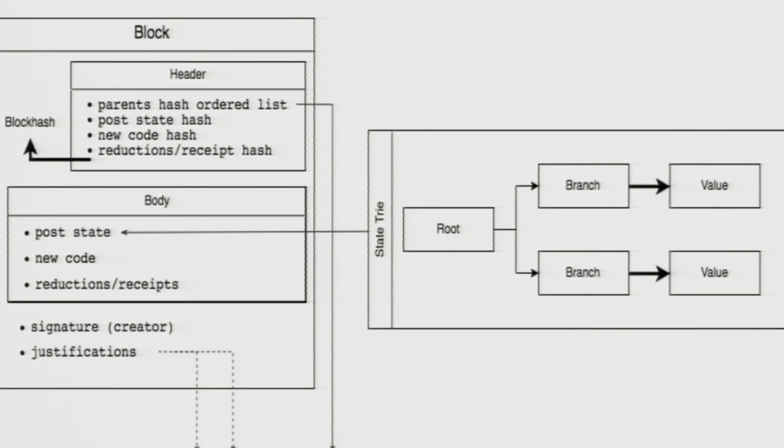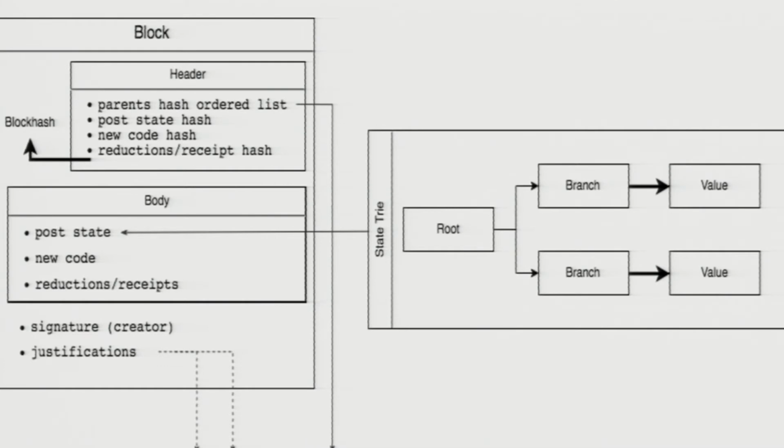So here's a diagram, and as you can see, there are a number of components to RChain's block. We'll start with the body, and so the body has a post state, and currently this is just an implementation ease. Essentially, in the future, we plan to remove this and just have the post state hash, as you see in the header.